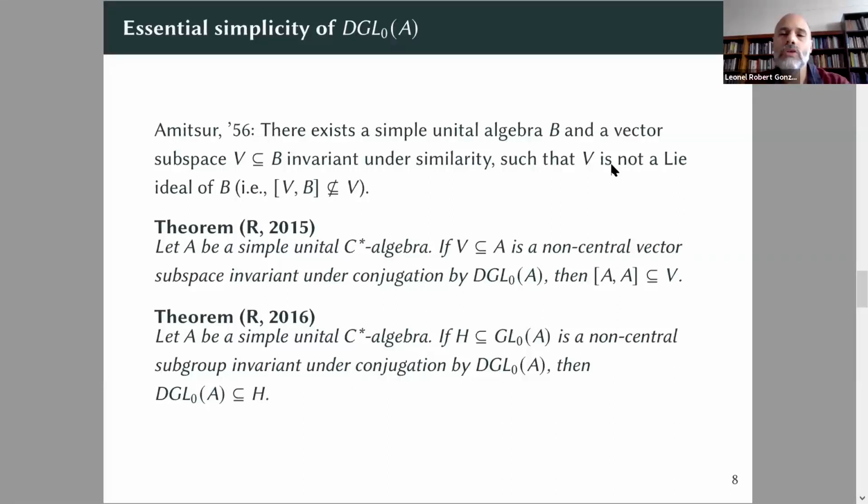Once you divide by the center and you choose H inside of the commutator subgroup, you get this so-called essential simplicity theorem. So it is true for any simple unital C*-algebra. I gave a theorem that describes all the closed normal subgroups. In the case that these things are non-closed, I don't take norm closure here. I do need to assume things like simple and unital, and then this hypothesis holds.